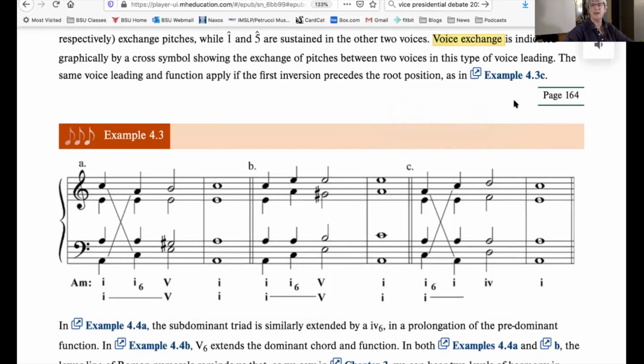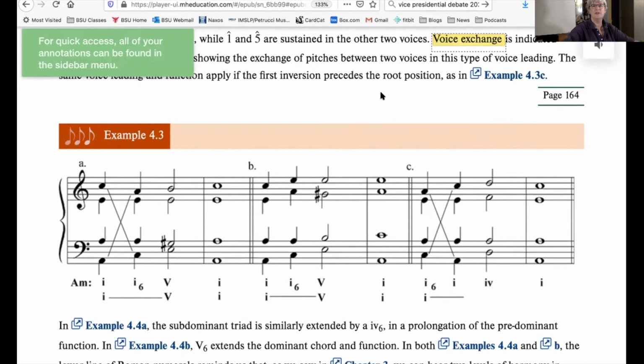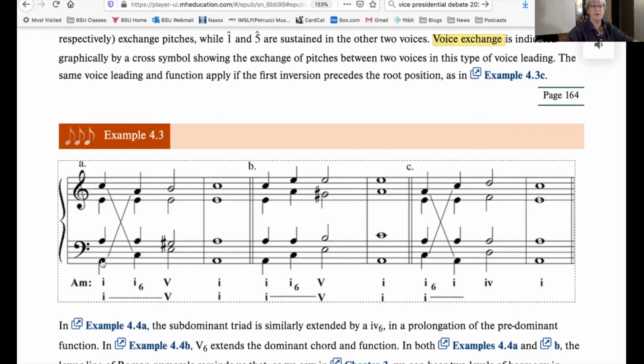So I'm highlighting that term voice exchange in the text. The idea is that the bass and the soprano quite literally swap notes, and that's what this little X here is showing. It's showing a voice exchange. Voice exchange doesn't have to be between the bass and the soprano. It can be between any two voices, but it's particularly common between the bass and the soprano, also common between the bass and another upper voice. And it's a very good way of ensuring that you have good voice leading and good doubling when you're using this type of prolongation of a harmony.